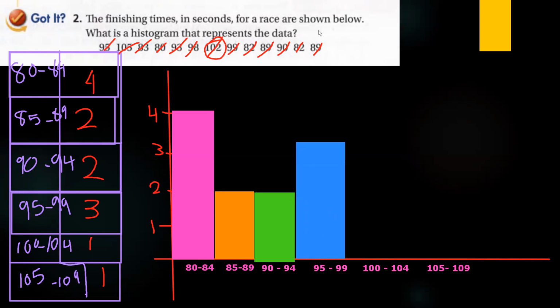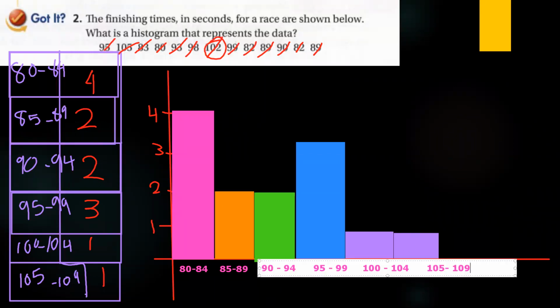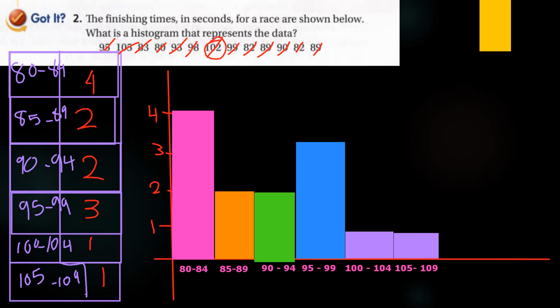Okay. And then from 100 up to 104, we have only 1. And from 105 to 109, we have only 1. There are no gaps. That's it.